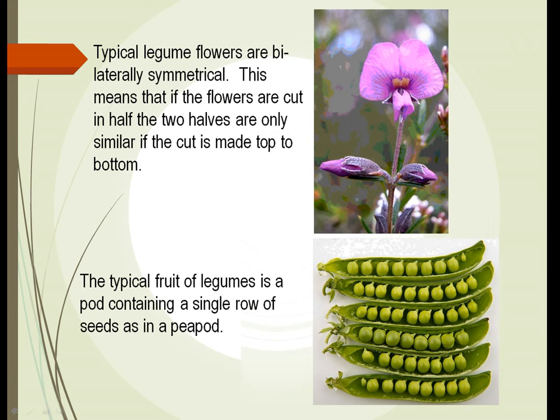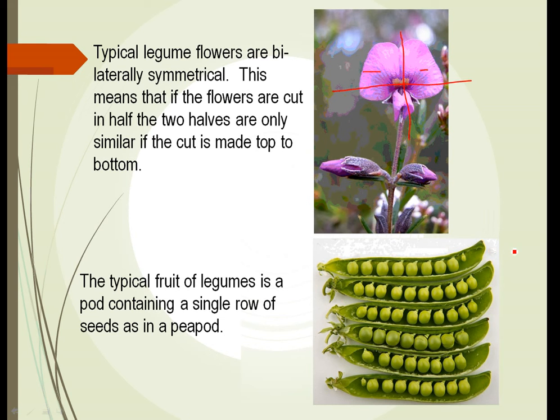Here we're looking at a typical legume flower, and as I said, they're bilaterally symmetrical. That means that if you cut them in half, one way or the other, the halves are going to mirror each other only in one direction. So notice if you cut this flower top to bottom, this half mirrors this half. But if we cut it in half sideways, this bottom half has no mirror image at the top. That's what we mean by bilaterally symmetrical. Orchid flowers are similar.